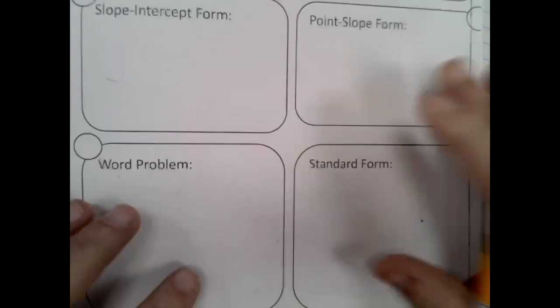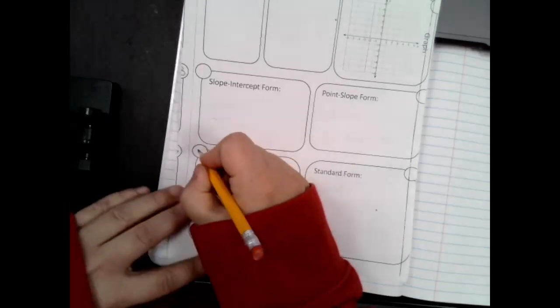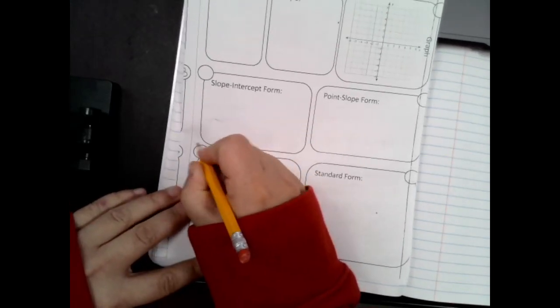All right, this time we're going to start with the word problem. We're going to start at the bottom and kind of work our way up. So first one is word problem. If you want to put a 1 there, that tells you where we're starting. For our word problem, we're going to say you have $16.